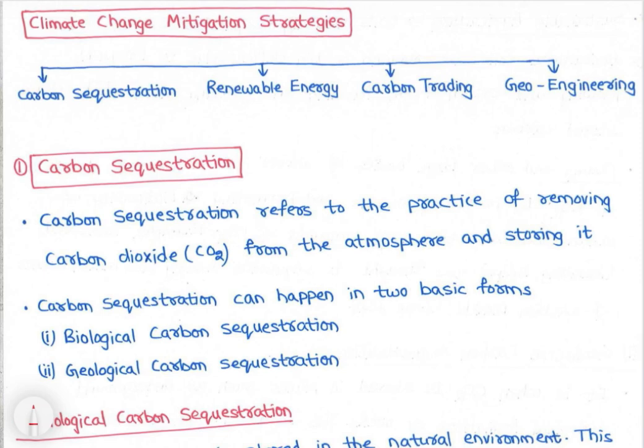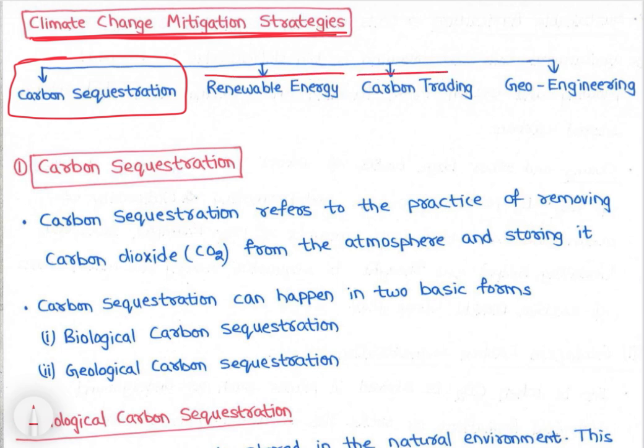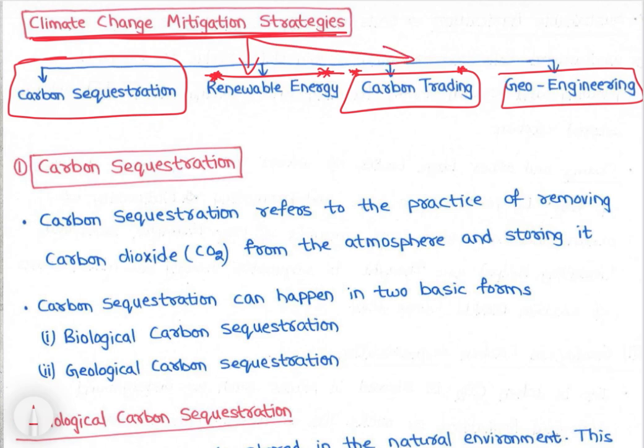We were discussing climate change mitigation strategies. In the last class, we discussed carbon sequestration, and in this class, we will be discussing renewable energy, carbon trading, and geoengineering. These are very important. We need to understand carbon trading and all its aspects, and renewable energy. These are climate change mitigation strategies.